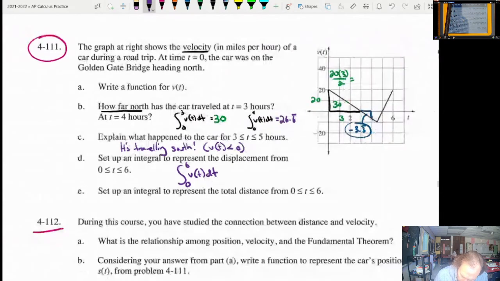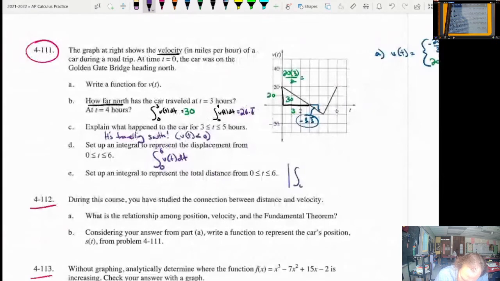For total distance, we're just going to take our answer from the previous problem and throw it inside of an absolute value. That will take care of any negative parts. Effectively, it takes this little chunk down here that's in the negative territory and flips it up here, and then adds it to the rest of the total. Now all the distance is positive.